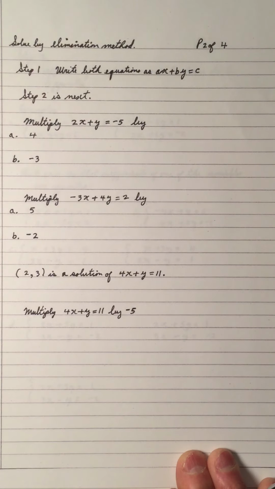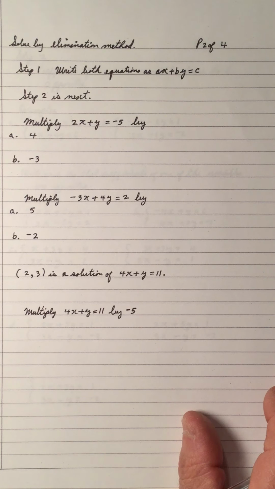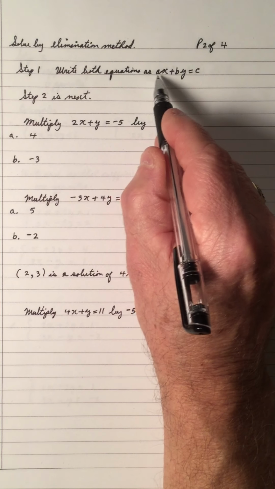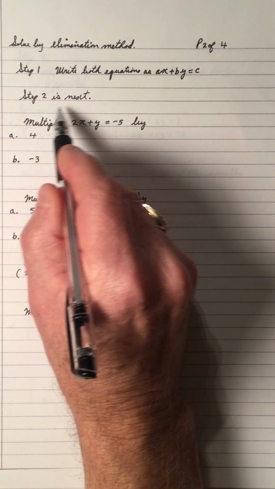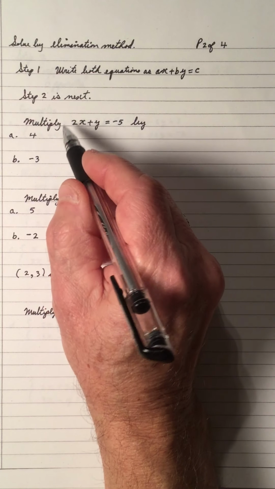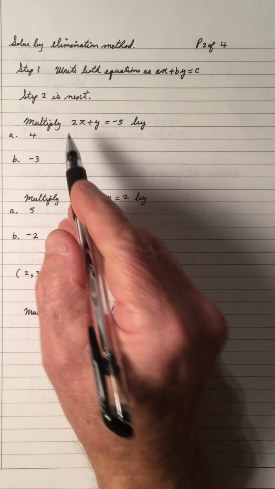Let's continue. As you can see, I'll do one step at a time in solving the system, and then we'll put it all together at the end. Solve by elimination. Step 1 was write both equations as ax plus by equals c. Step 2 is the next step we're going to encounter, but before I do that, let me explain with a little bit of background on what we're trying to do.